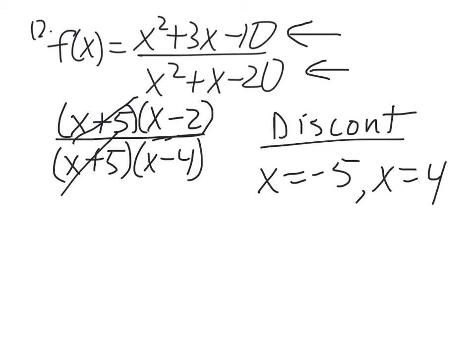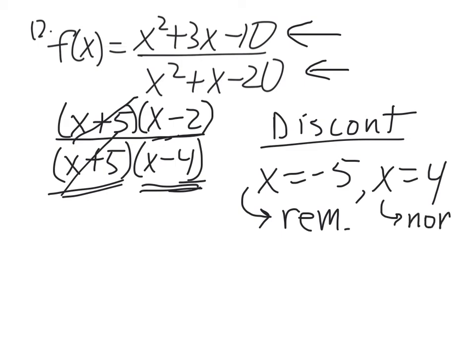If we were to take the limit as x approaches -5, we could see that that limit does exist because of this right here. So it's discontinuous at x equals -5, but because the limit exists, it's going to be removable. Now, at x equals 4, if we were to graph this function, we would have a vertical asymptote. So this one would be a non-removable discontinuity.